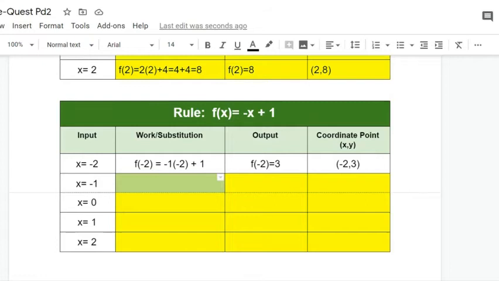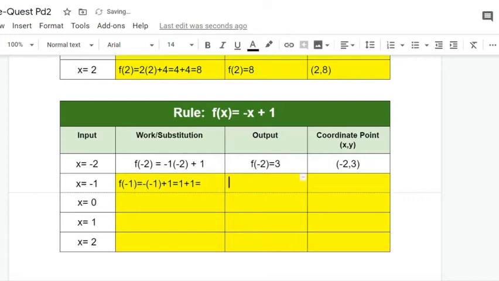So now we have f of -1 equals negative, open parentheses, -1, plus 1, equals 1 plus 1, because -1, which is represented here, times -1 equals 1. So it's going to be 1 plus 1 equals 2. So this means f of -1 equals 2, which means my point is -1, 2. Let's go to 0 now.